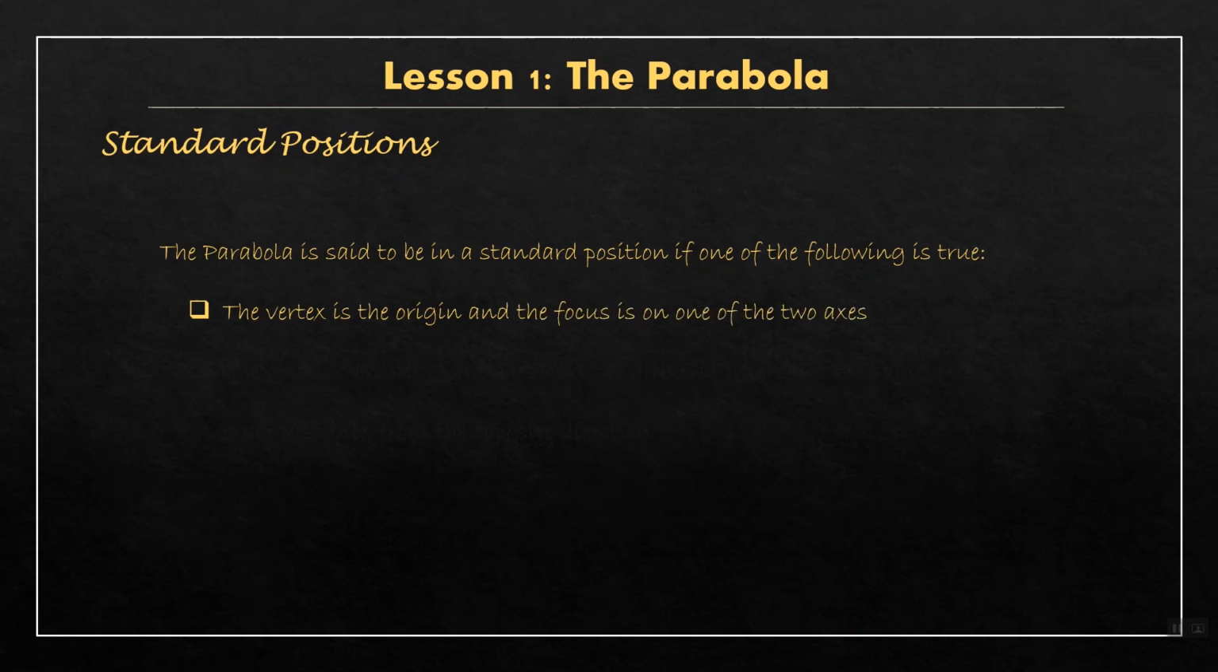If the vertex is the origin and the focus is one of the two axes. What do we mean by that? Let's go to the graph.